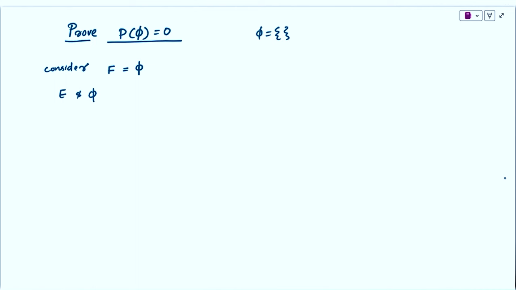Okay, next we are going to prove that the probability of Phi is equal to 0. Phi means null set. We are going to prove the probability of getting the null set is 0. For that, consider an event F which is equal to Phi. And we know that E and Phi are two events which are disjoint sets. Disjoint means E intersection Phi is the null set.